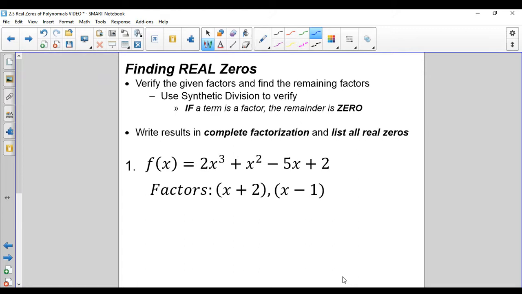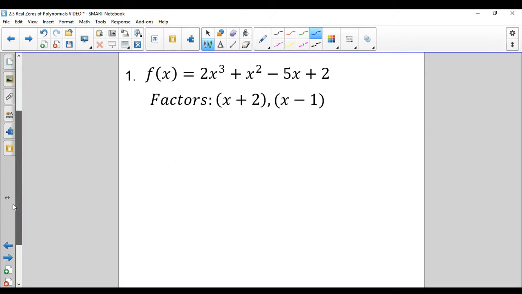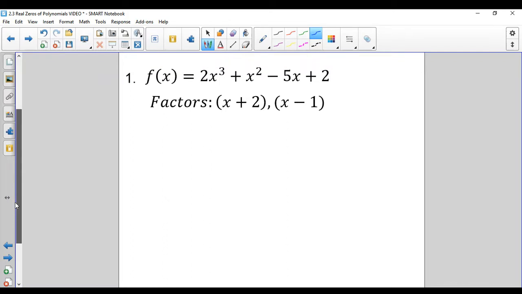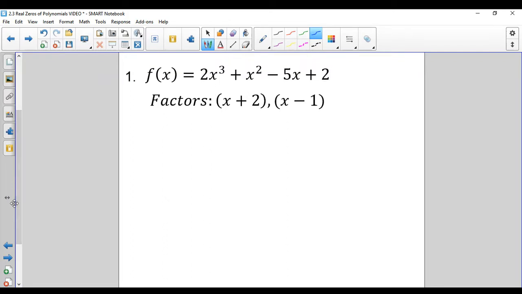So this first one, I give you a function. I tell you 2 of the factors. I want you to verify that those are factors. I need you to prove to me those are factors. To prove to me those are factors, you run it through synthetic division. Let's start with x plus 2, so that means I'm going to put -2 in there.